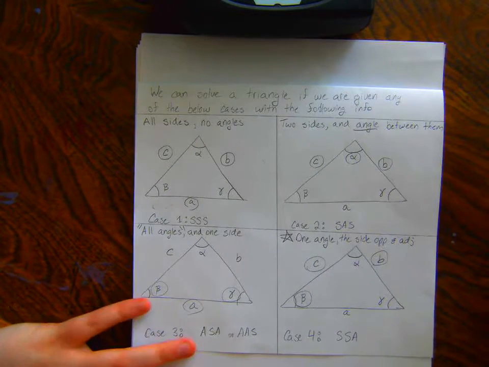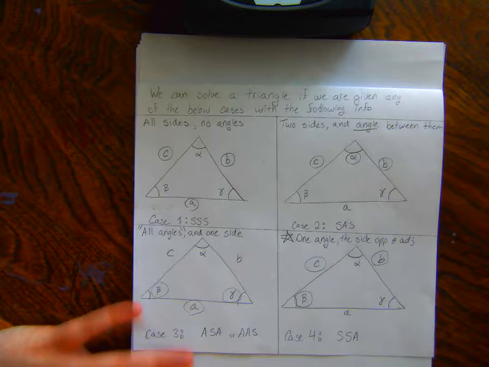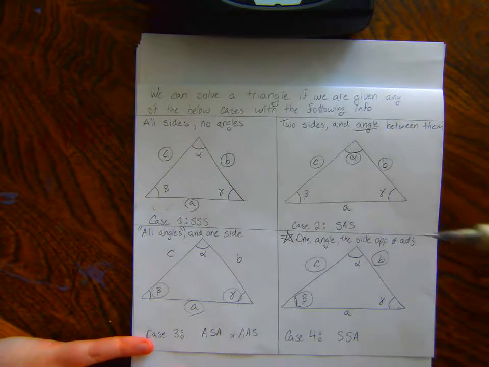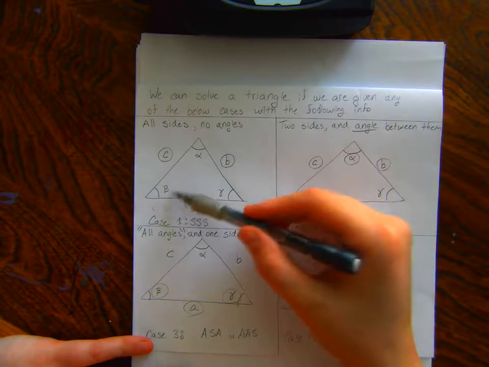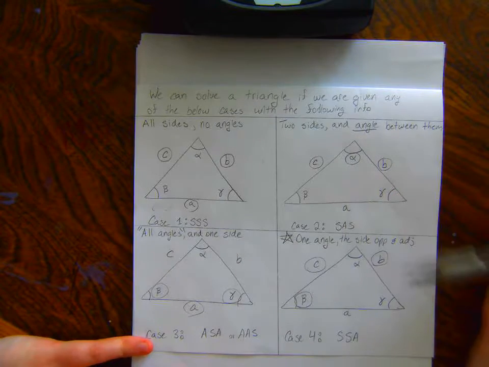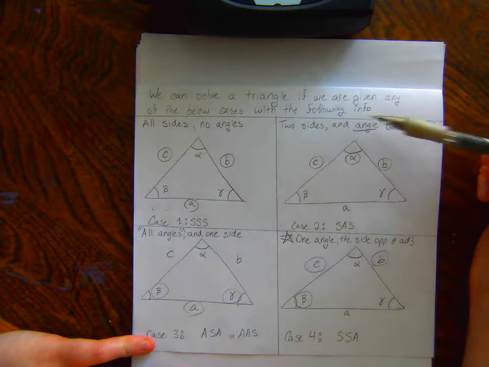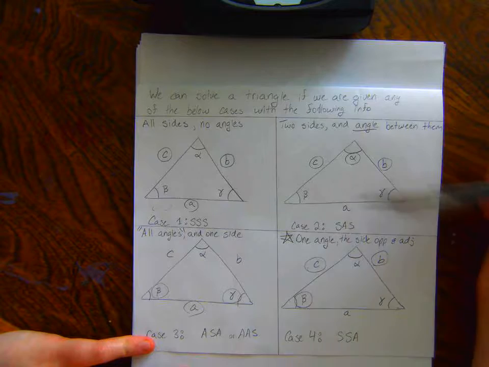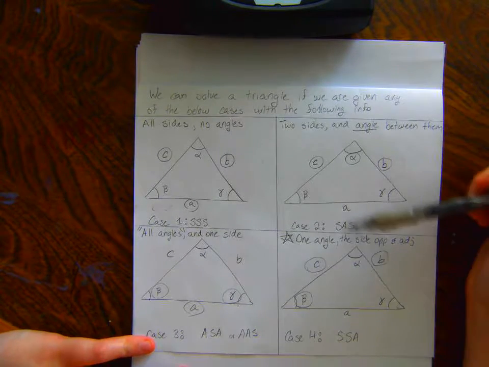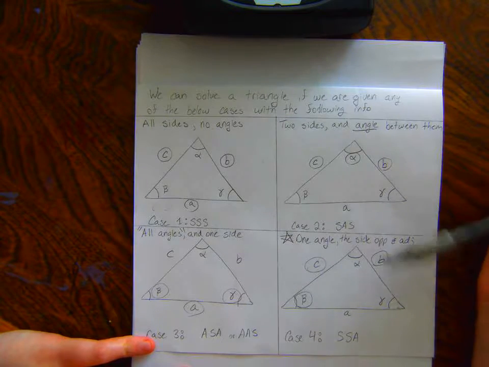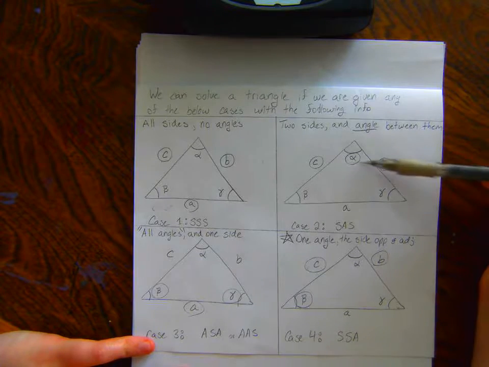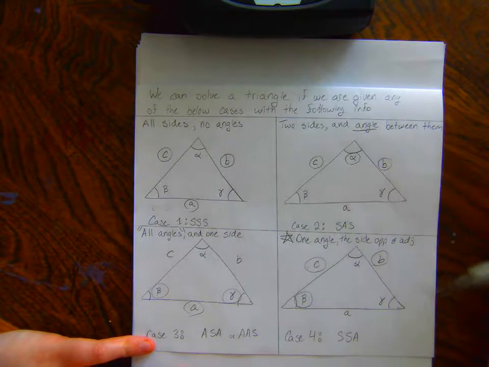Okay, so we can solve these triangles if we're given any of the information below. If we're given all sides but no angles, then we can solve for the interior angles. This is called a side-side-side triangle, or an SSS. Now if we're given two sides and the angle between them, we can also solve for the remaining two angles and remaining side. This is called a side-angle-side triangle. That's the two sides and the angle between them, so side, angle, side.